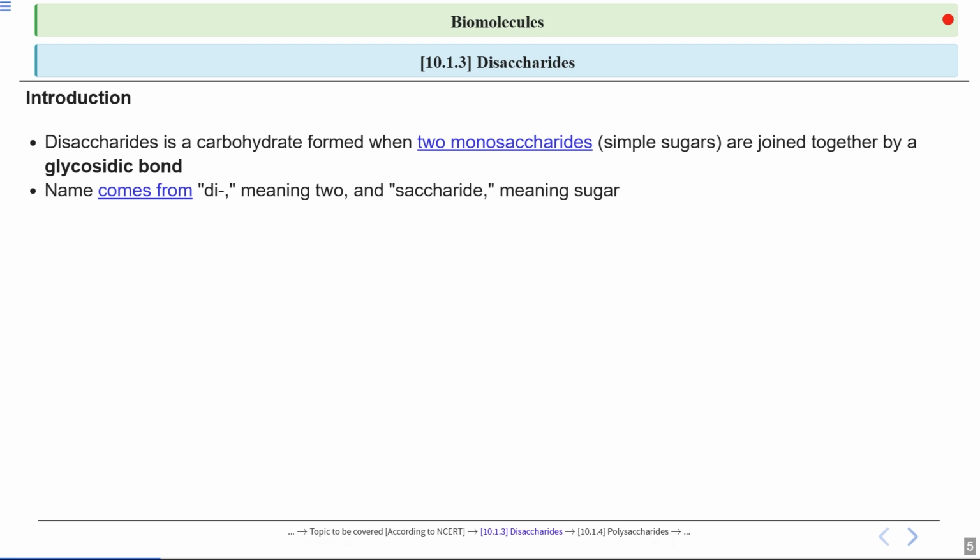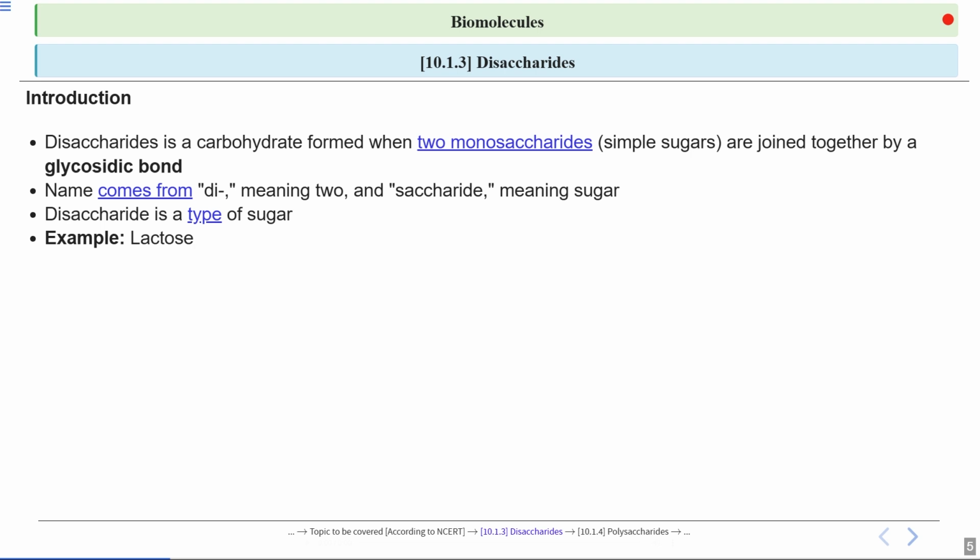Now if you see the name of the disaccharides, the name itself gives a clue about its structure. Di means two, saccharide means sugar. So simply I can say disaccharide means two sugars that are joined together. It is important to note that a disaccharide is a type of sugar. This means it shares properties with other sugars like being sweet and soluble in water.